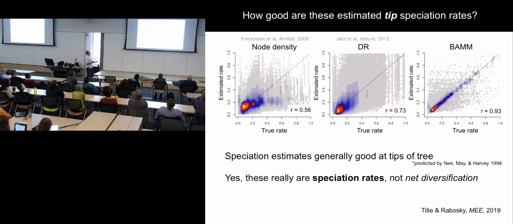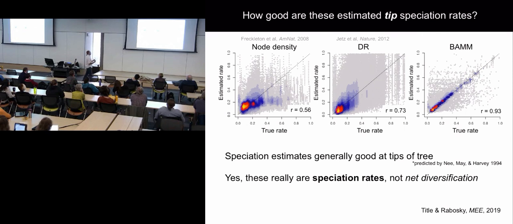And there are some theoretical reasons to think that we should do very well at estimating speciation rates close to the present. This is a paper published by my former graduate student, Pascal Title, this year, looking at how these different methods, BAMM and DR and node density, have performed at estimating speciation rates given some simulated data sets and so on. The only thing I want you to take home here is that these methods do reasonably well at actually estimating speciation rates.